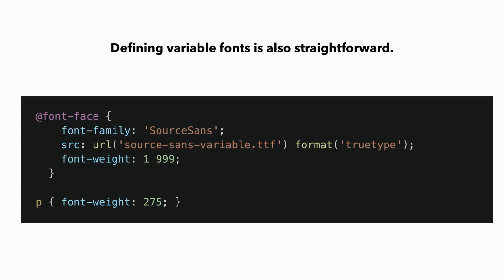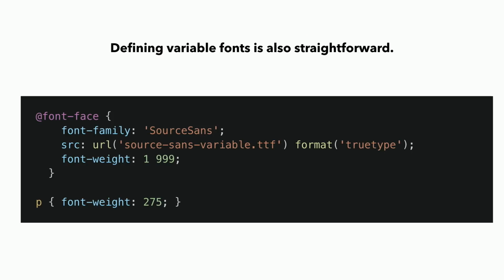And defining variable fonts in CSS is also straightforward. It's almost the same as the way we currently define fonts using the @font-face rule. But the most relevant thing you may notice in this declaration is the value of the font weight property. So instead of just using one value, you're using a range of values. And this is how you can take advantage of the weight axis, because if you just define one value, then you're not using that axis and you're not using that range anymore, which doesn't make it variable anymore.